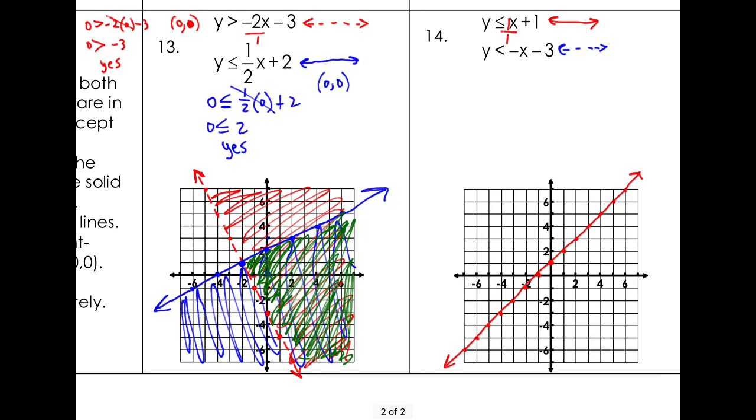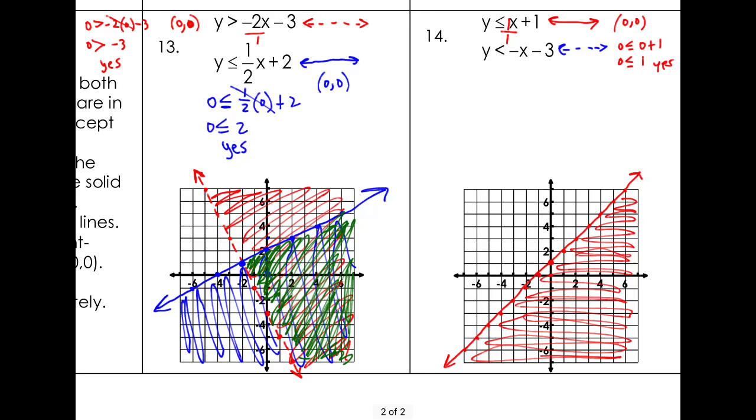And so we plug in our same thing, 0, 0. That's going to be right there in the middle. And so let's plug that in. So 0 is less than or equal to 0 plus 1. 0 plus 1 is 1. So 0 is less than or equal to 1, and that is a yes. So we know we're going to shade the side of the line that our origin is on, right there at the 0, 0.